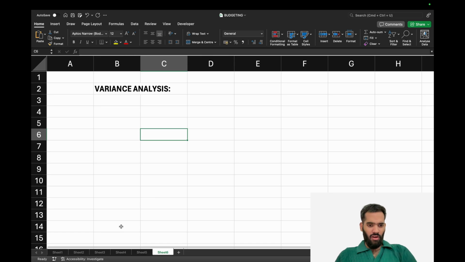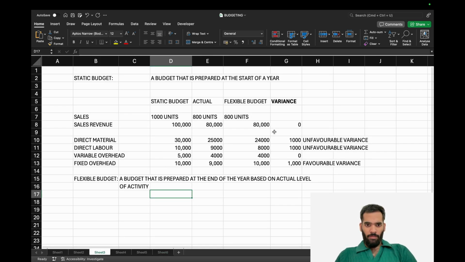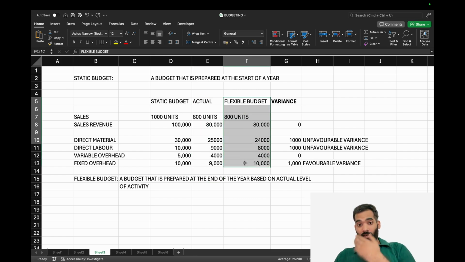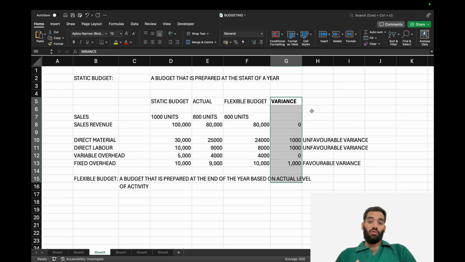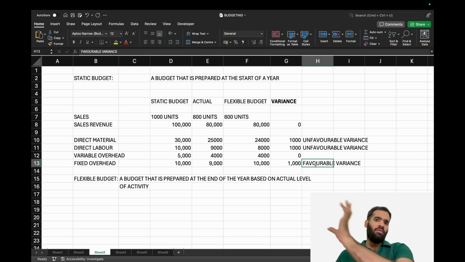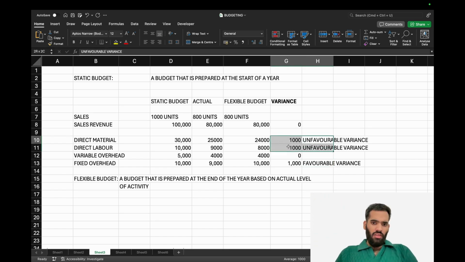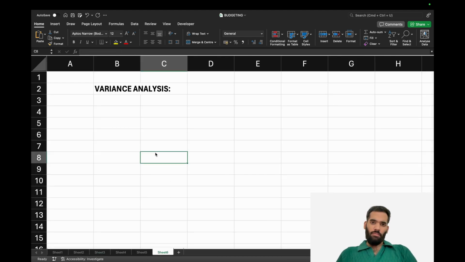Because if you remember, we already covered in the budgets that at the end of the year we compare the actual data with the budgeted data and see the variances. So of course we'll find unfavorable variances and favorable variances. So we need to investigate what caused this unfavorable variance to happen and what caused this favorable variance to also happen. So let's get started.